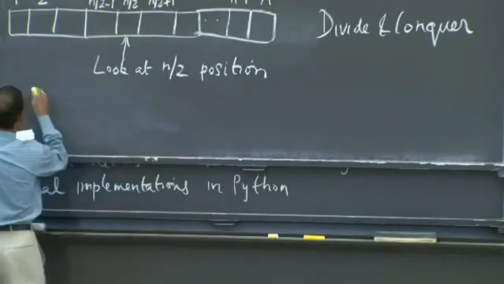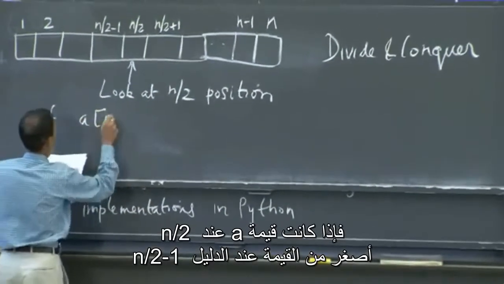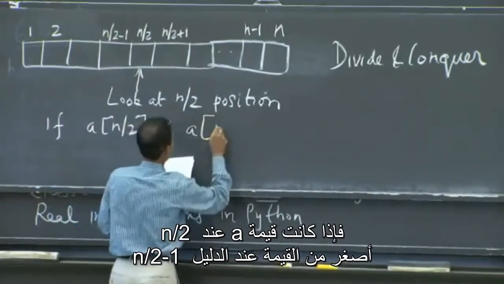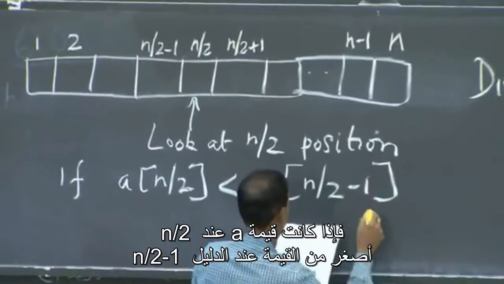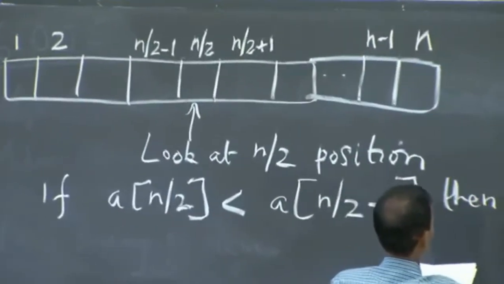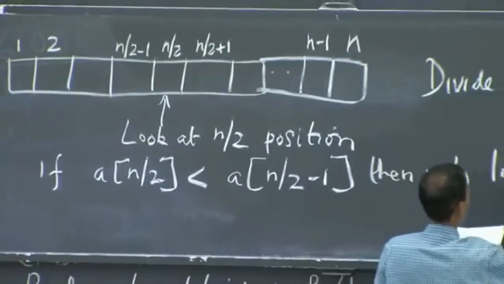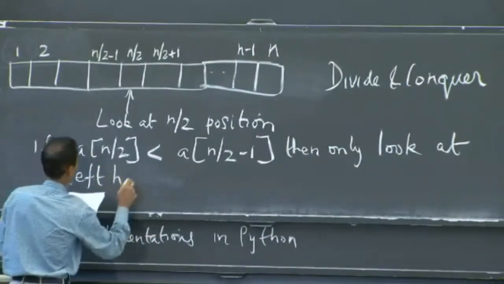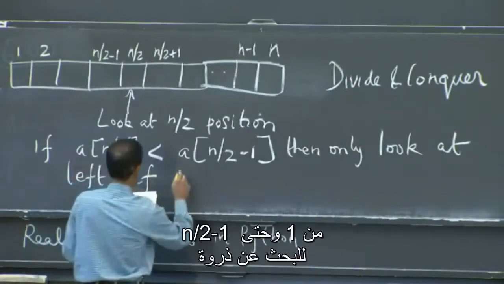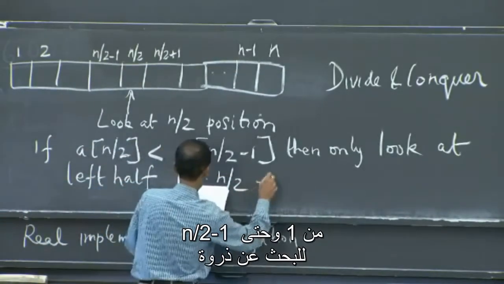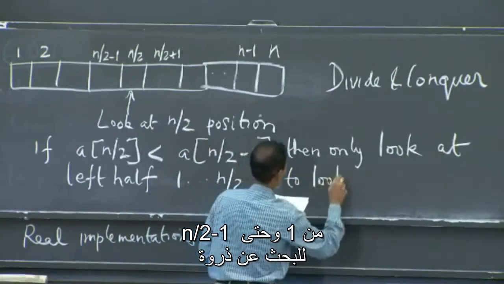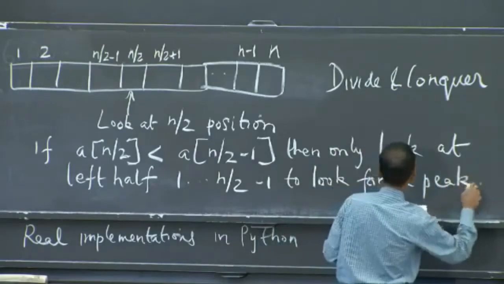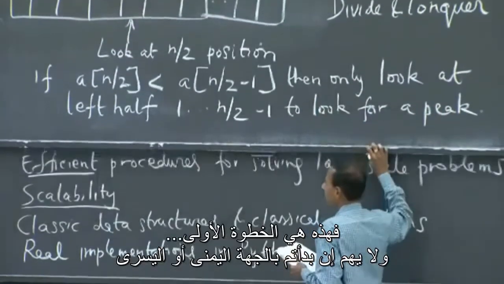So if a[n/2] is less than a[n/2 - 1], then only look at the left half, 1 through n/2 - 1, to look for a peak. Right? So that's step 1.